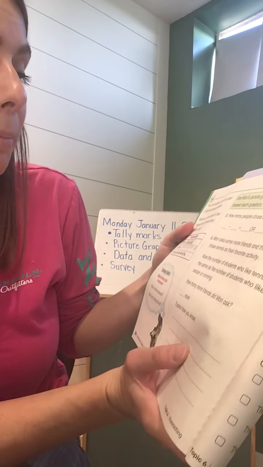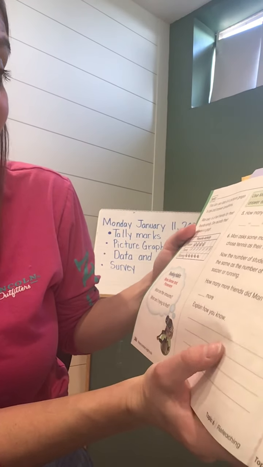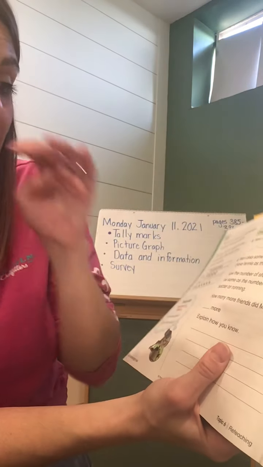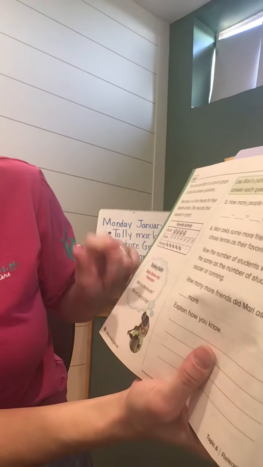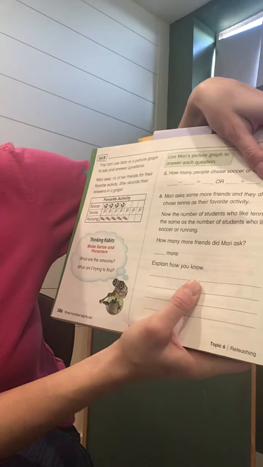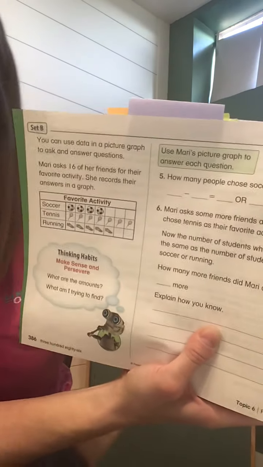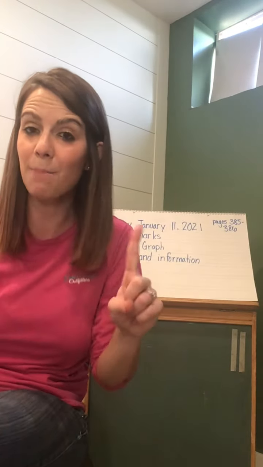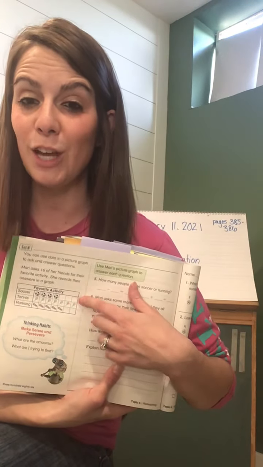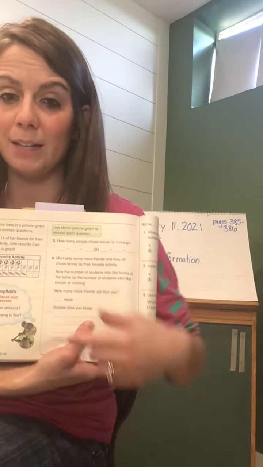Then it tells us that Marie asked some more friends, and they all chose tennis as their favorite activity. So now the number of students who like tennis is the same as the number of students who like soccer or running. So how many more friends do you think she asked? That one might take a little bit of extra brain power. You might have to draw some pictures over here on this graph to help show that and get your brain to realize what that's asking, because that's kind of tricky.